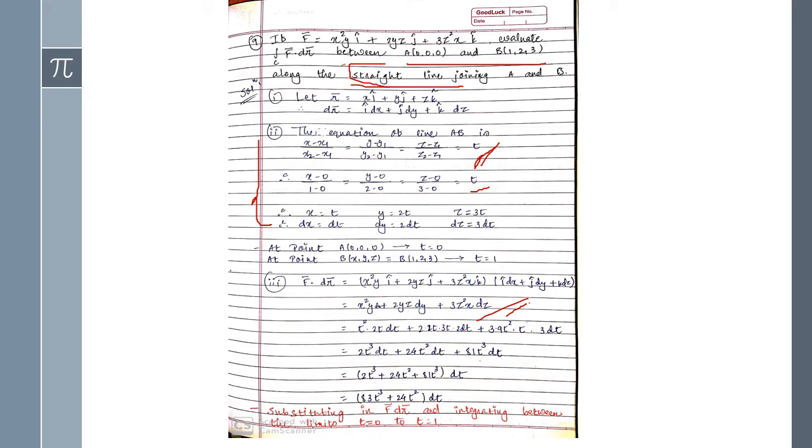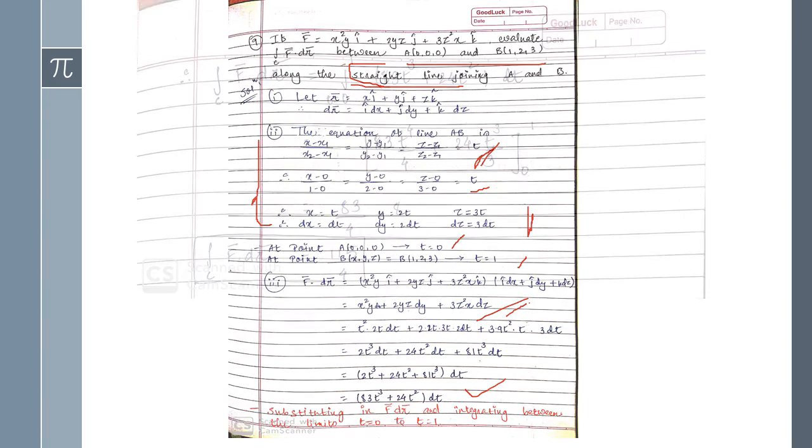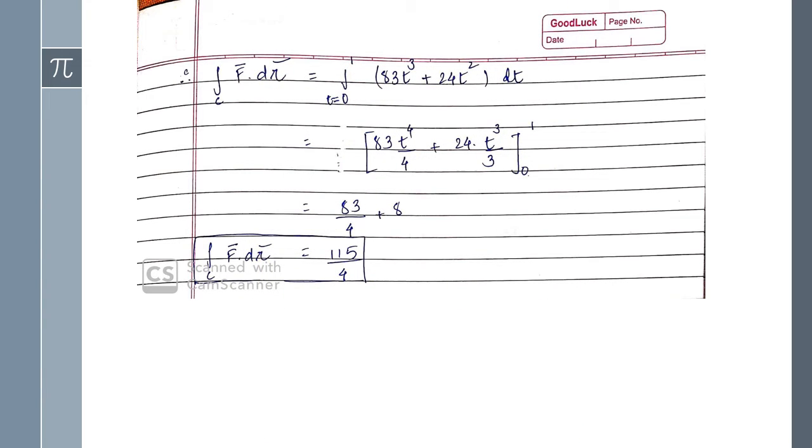Now F dot dr: put F, put dr, and multiply both. Okay. Now in place of x, y, z, I am putting the values of x, y, and z. So put them and give the simplification. Now next, substituting all the values in F dot dr and integrating between the limits. We have already found the limits here, that is 0 and 1. So putting this equation and the limits, give the integration, and you can find its solution.